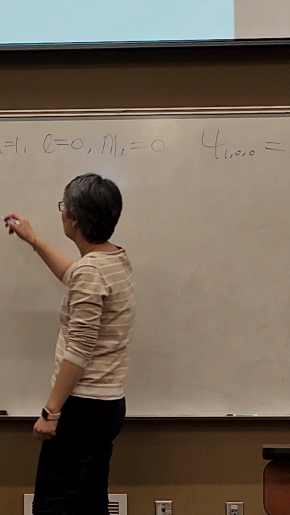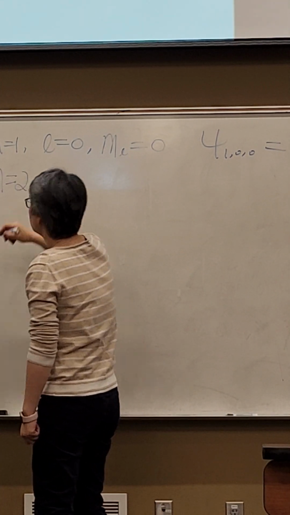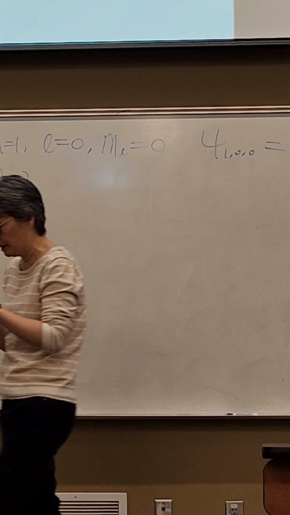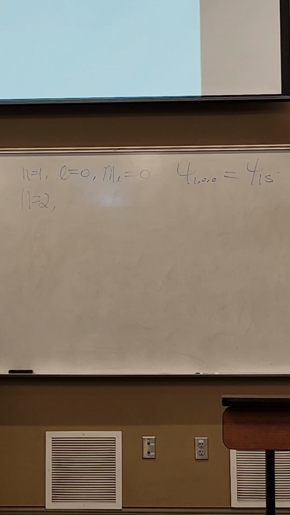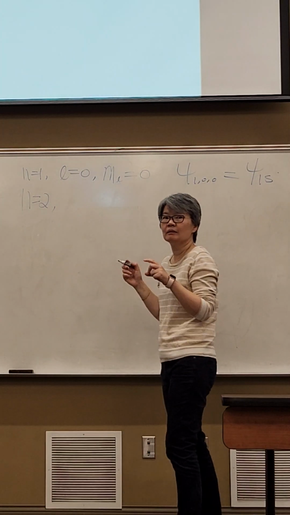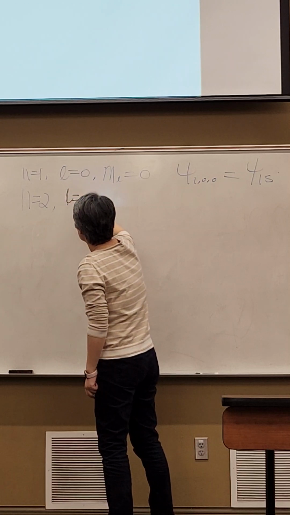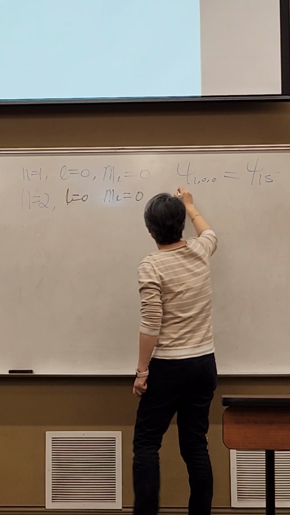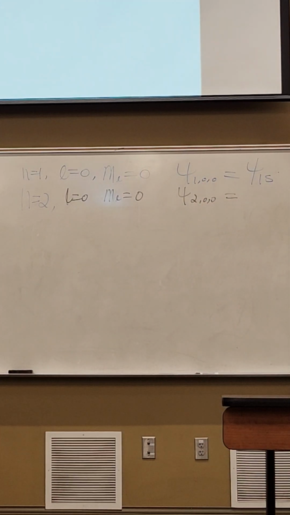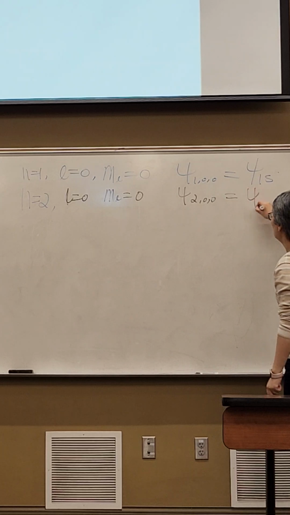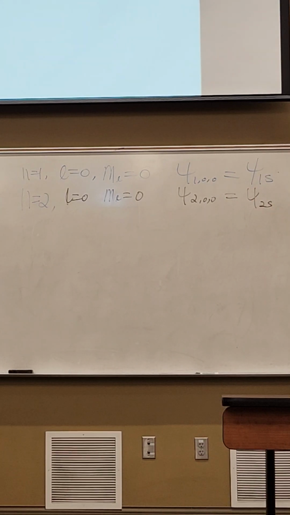Now let's go for n equals 2. So when n equals 2, how many L values do we have? 2, right? What are they? L equals 0, M sub L equals 0, then there's 2, 0, 0. That is the wave function for a one-electron system with 3 quantum numbers, and that is a direct correlation to your 2s orbital.